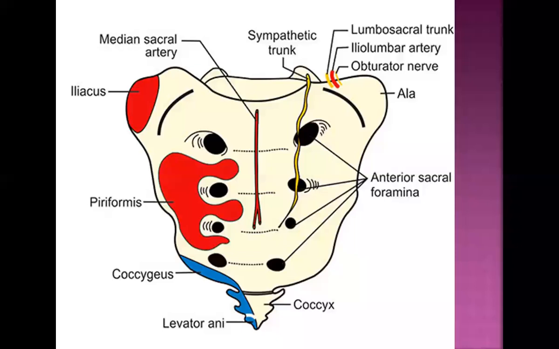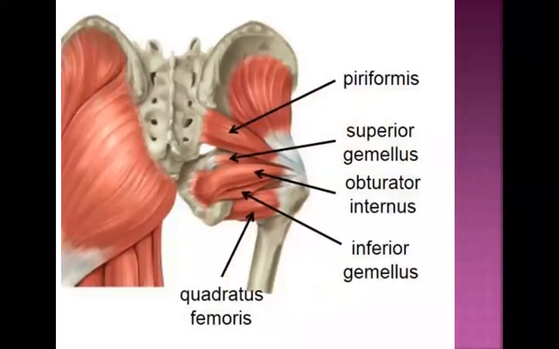So let's look at the origin. This is the sacrum, the pelvic surface of sacrum. This red colored structure is the origin of piriformis. The shape of the origin of piriformis is said to be an E shape, like the alphabet E, from the pelvic surface of sacrum, whereas insertion is into the tip of greater trochanter of the femur. Now the next muscle we'll be looking at is the obturator internus.